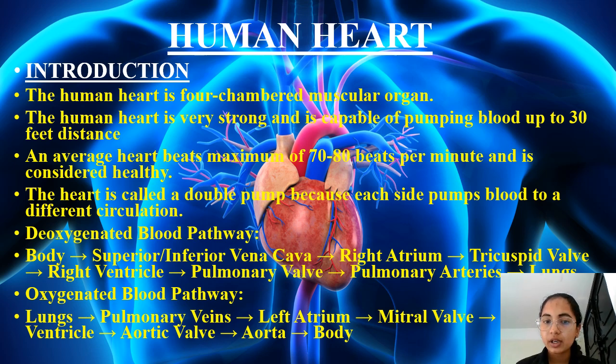The human heart is very strong and is capable of pumping blood up to 30 feet distance. An average heart beats 70 to 80 beats per minute and is considered healthy. The heart is called a double pump because each side pumps blood in different circulations.